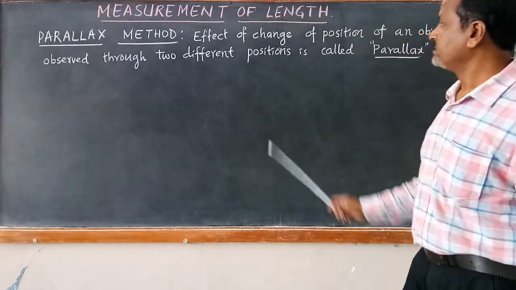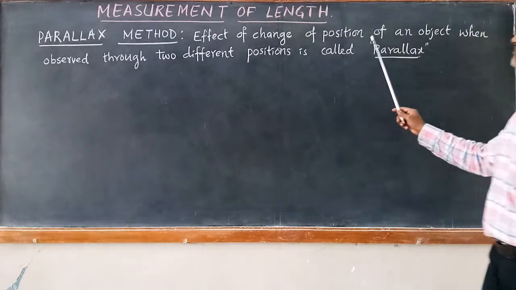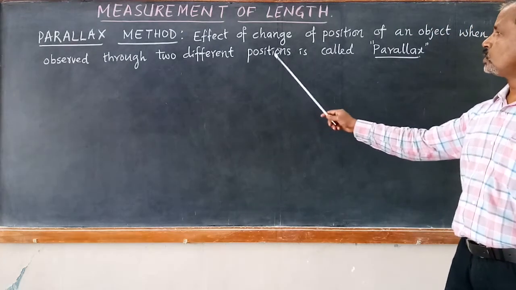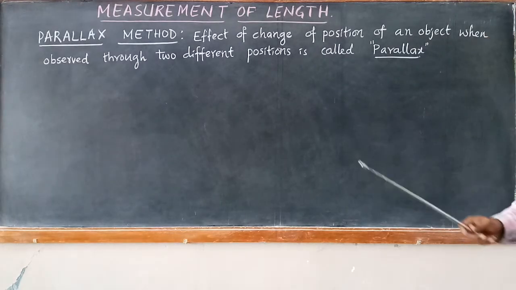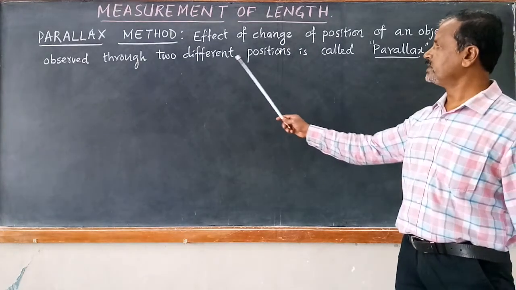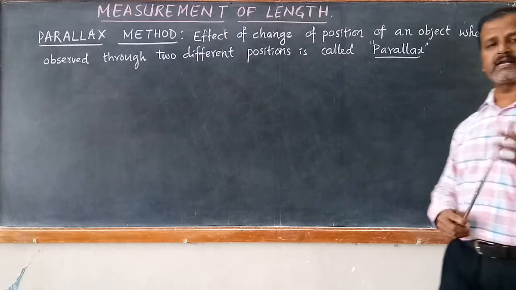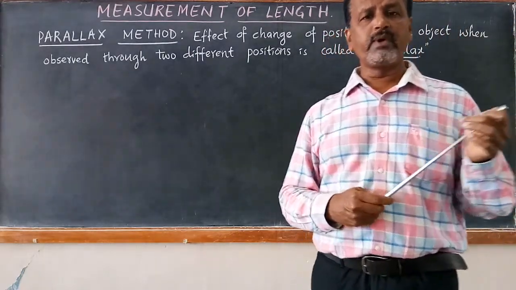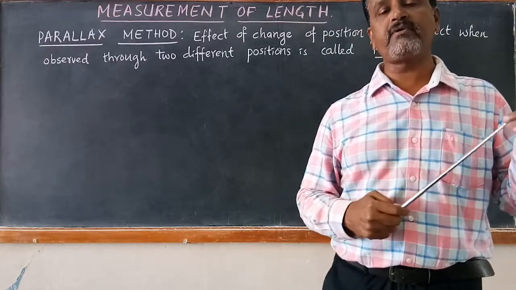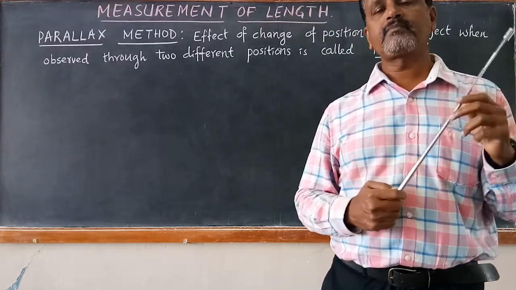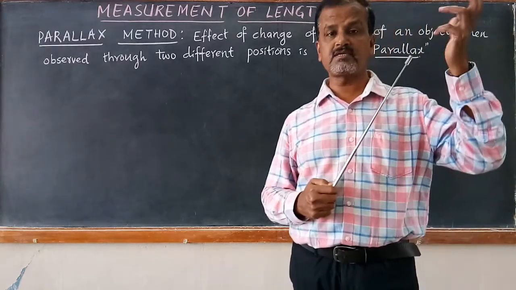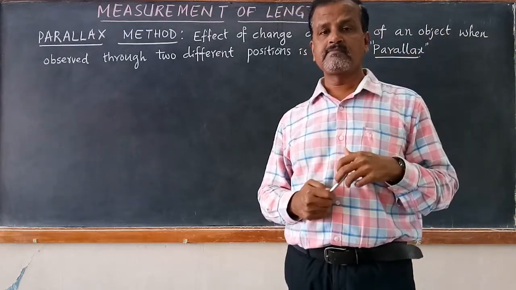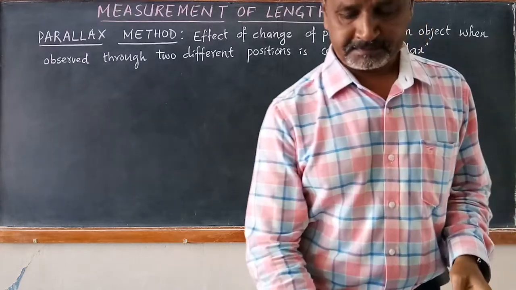I have written here: the effect of change of position of an object when observed through two different positions is called parallax. Using this parallax, we are going to find the distance of the planet, the distance of the sun, the distance of the moon, the distance of a star. How is it done? Let us see.